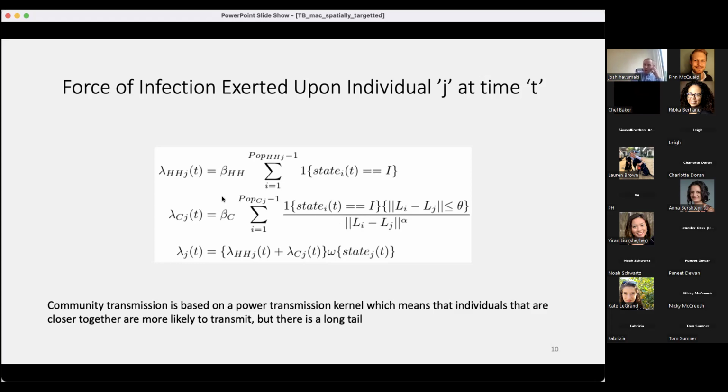But basically, to calculate the final force of infection, you sum the household force of infection and the community force of infection, and then it's modulated by the state of the individual. So if the individual is recovered, then they have some immunity, but if they're fully susceptible, then they don't.